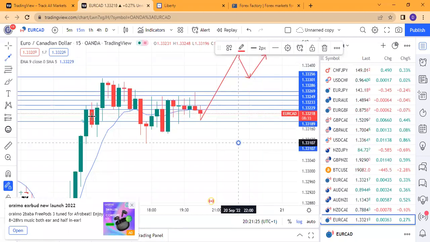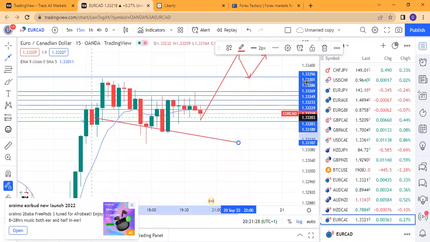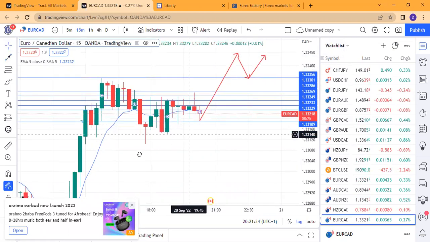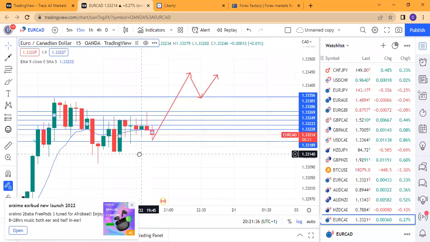As long as currency strength aligns, let me quickly check my chat box.